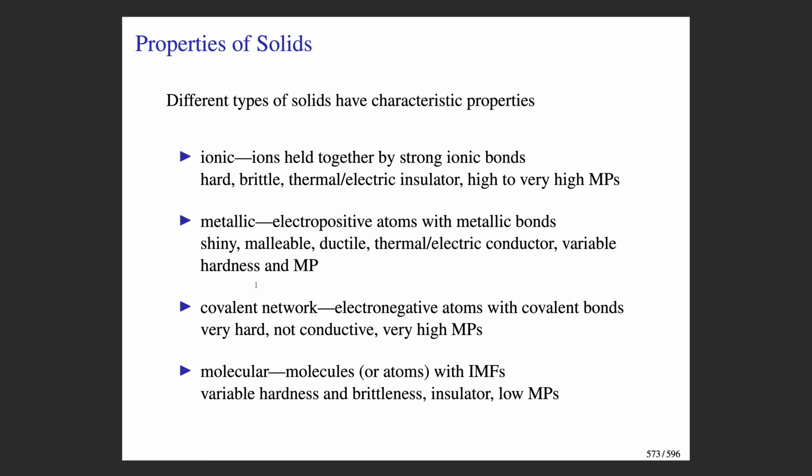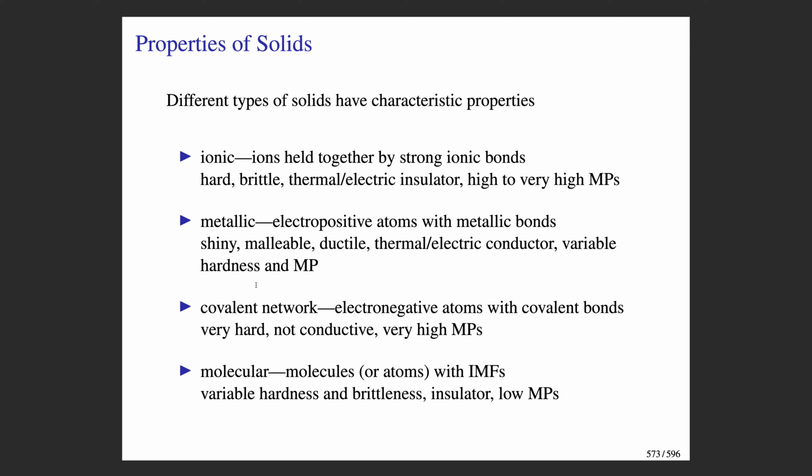Some of the properties of these different categories of solids. Well, since ionic bonds are very strong, ionic compounds tend to be very hard. Likewise, they have very high melting points. They're also brittle, so when you hit them with a hammer, they just break apart into little pieces. They don't deform like metals do. Generally speaking, in the solid state, ionic compounds are thermal insulators and also electrical insulators. They don't conduct electricity or heat very well.